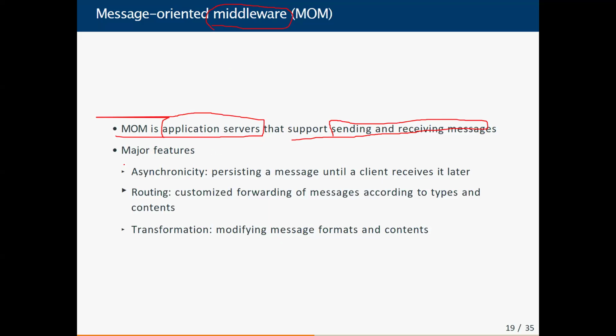And this kind of middleware has three main features, which are asynchronicity, routing, and transformation. What does asynchronicity mean? This means asynchronous, right? This is what we talked about just a few minutes ago. In this case, it just means the middleware in the communication will persist a message until a client receives it later.